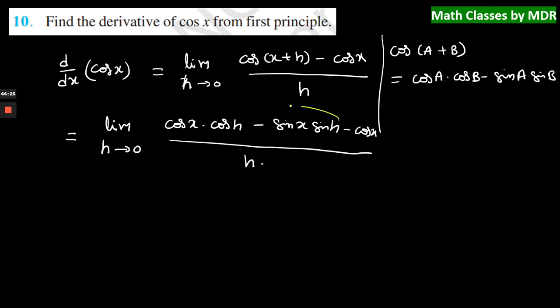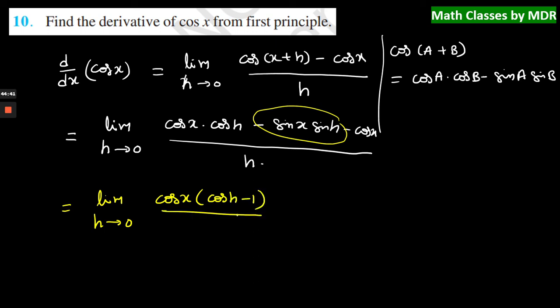So let us write: limit h tends to 0, cos x cos h minus cos x, which I can write as cos x into (cos h minus 1) by h, minus limit h tends to 0 of sin x sin h by h. Here sin x is a constant, and here cos x is a constant, so let us take them out.